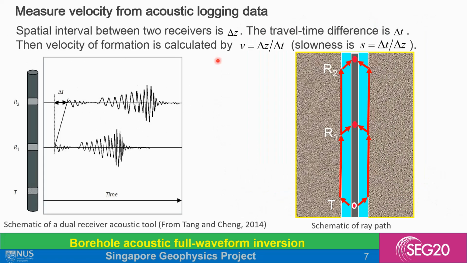Before we talk about full waveform inversion, let's first talk about the conventional method to measure velocity from acoustic logging data. In this schematic, the recording geometry consists of one source and two receivers. If the formation is homogeneous, the ray paths of the first arrived waves are all along the wellbore. In this case, the difference between the two ray paths equals the spatial interval of the receivers. Next, we only need to know the time difference between the first arrived waves. The velocity of the formation can be calculated by the spatial interval over the time difference. In the logging industry, people prefer to use slowness, which is just the reciprocal of the velocity.